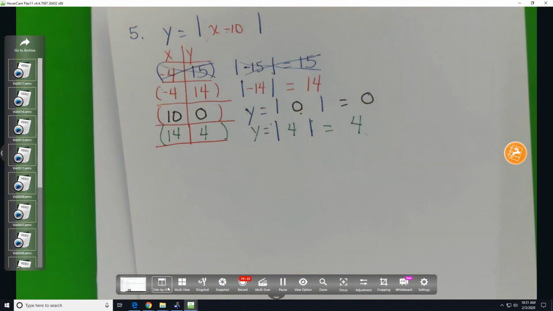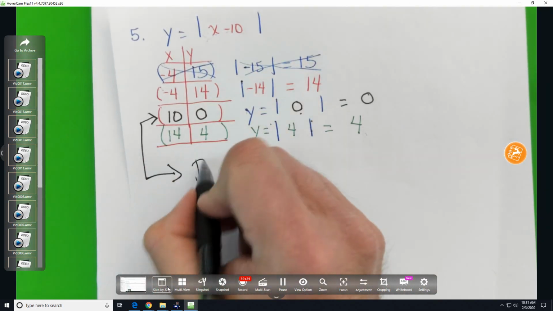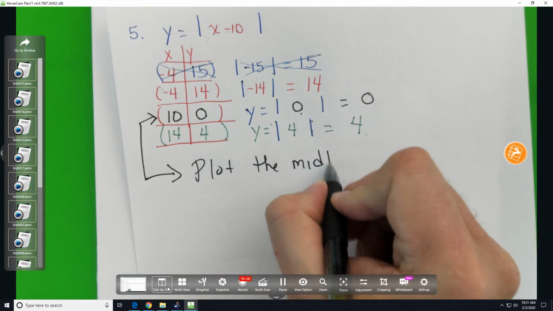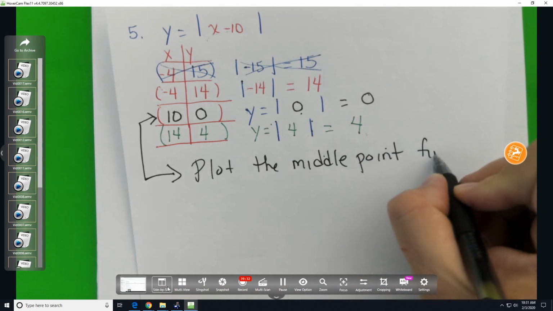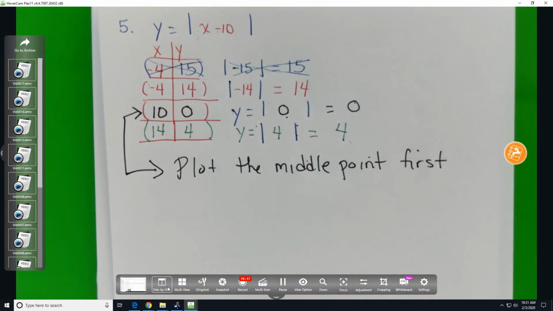Come over here and let me make a note of this. Plot the middle point first. This graph is going to be a V-shaped figure. And you're finding that little sharp point. That's the middle point.